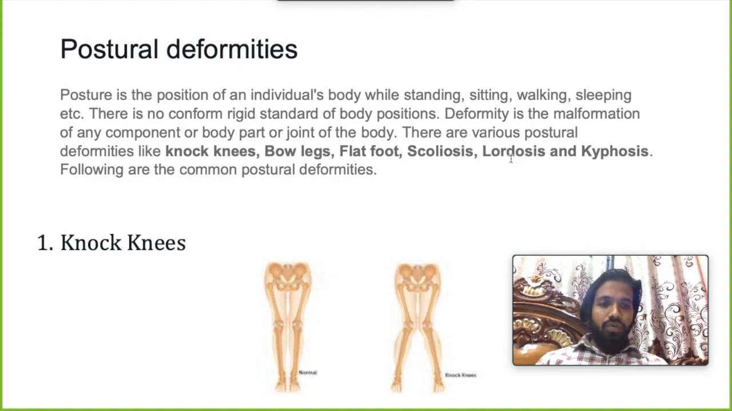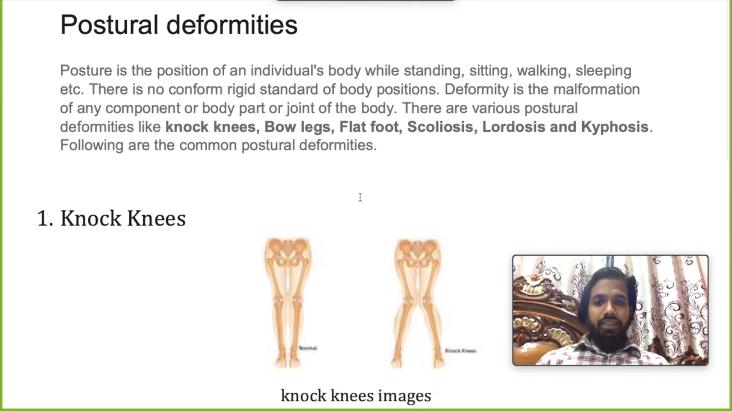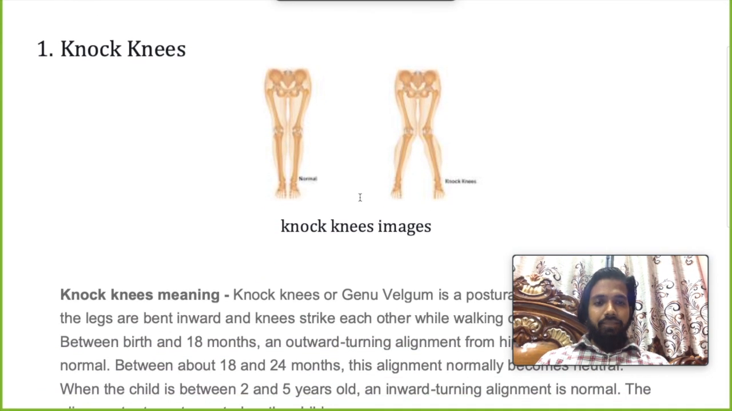There are a few common types of postural deformities that we'll be covering in this lecture. The first is knock knee, a very common kind of postural deformity. Then bow legs, flat foot, scoliosis, lordosis, and kyphosis. So we'll be covering these major postural deformities. Let's proceed. The first postural deformity that I'll be covering today is knock knee.